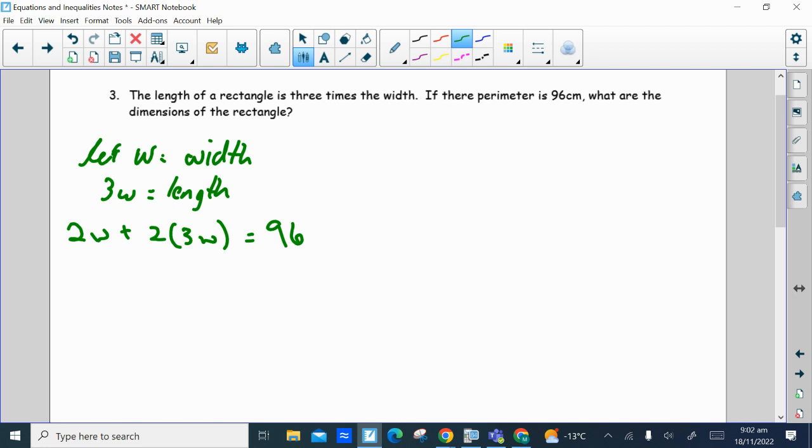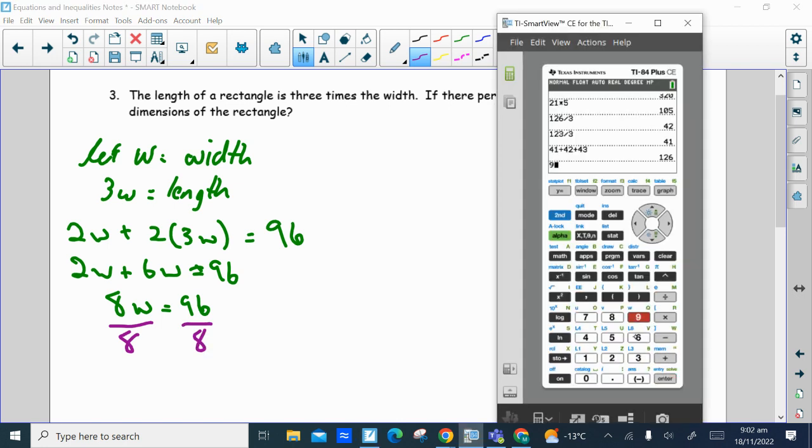Now, if you wanted, instead of going 2w, you could go w plus w. And instead of twice 3w, you can go 3w plus 3w. It doesn't matter. But you're adding up all 4 sides. So 2 times 3w is 6w. When you add the 2w and 6w together, you'll get 8w. And now we will divide both sides by 8 to get w by itself. So 96 divided by 8, I think, is 12. Yep.